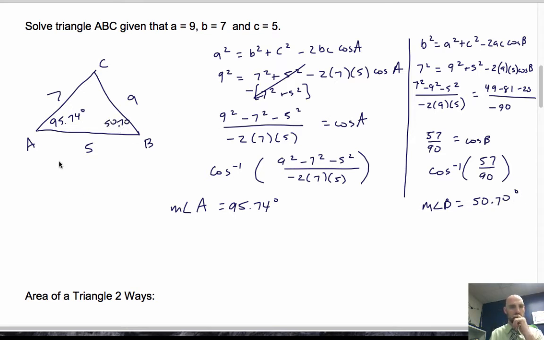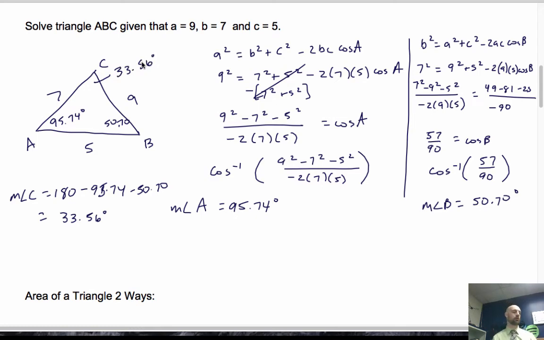And so then the measure of angle C is 180 minus 95.74 minus 50.70. So the measure of angle C is 33.56 degrees. It's just using a variation of that formula, okay?